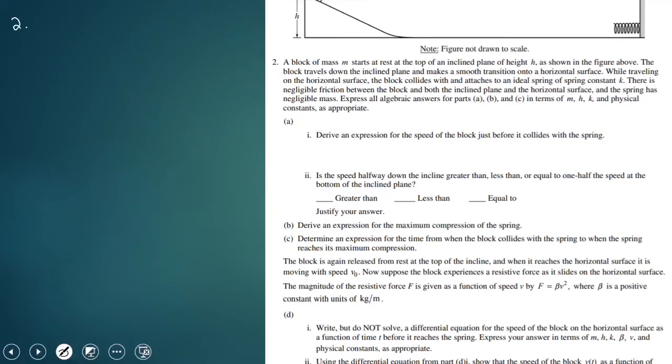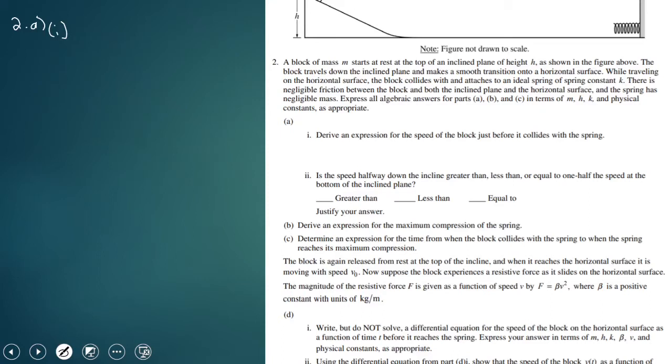Now we move on to question number 2. Okay, and it says we have a block of mass m starting on an inclined plane of height h. We slide down the plane, we go onto this horizontal surface, we hit a spring, and it collides with and attaches to an ideal spring. Okay, there's negligible friction between the block and the inclined plane. The spring is of negligible mass, so those are all assumptions that we're used to working with.